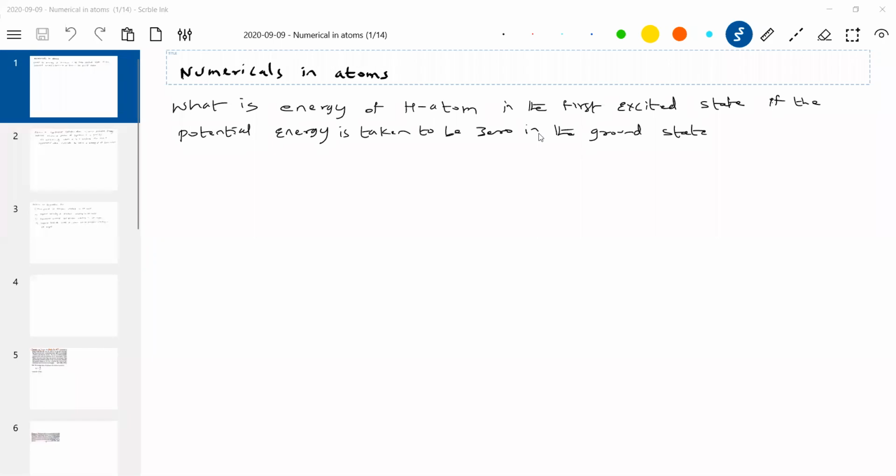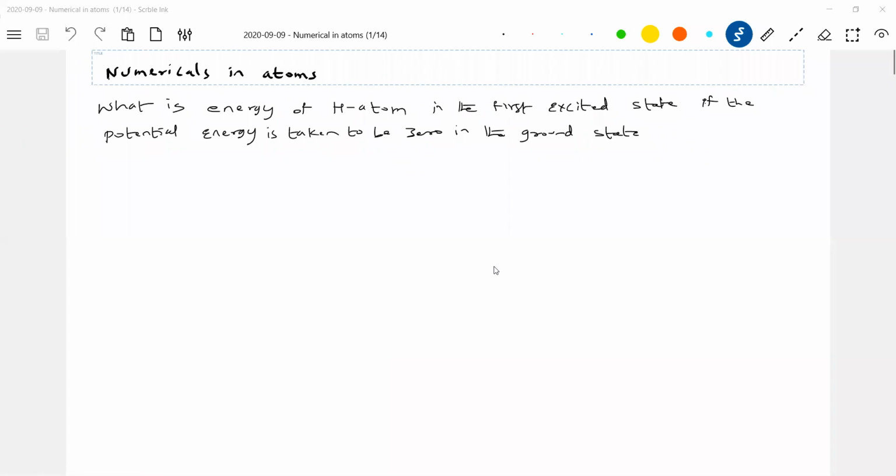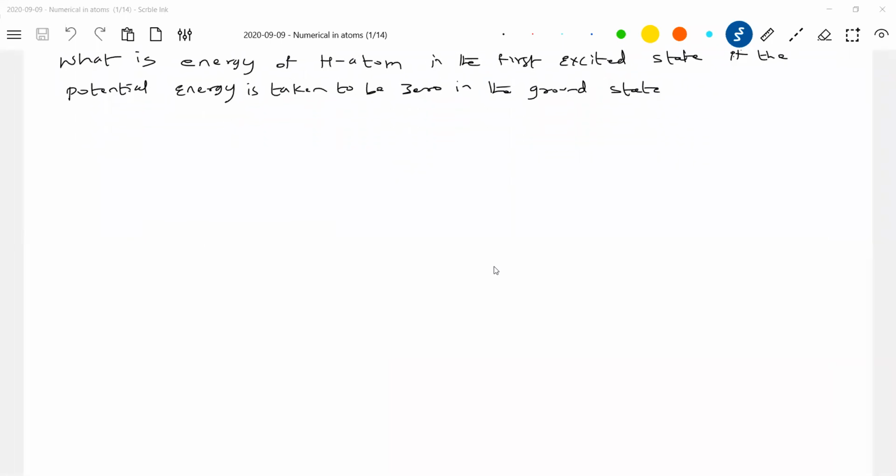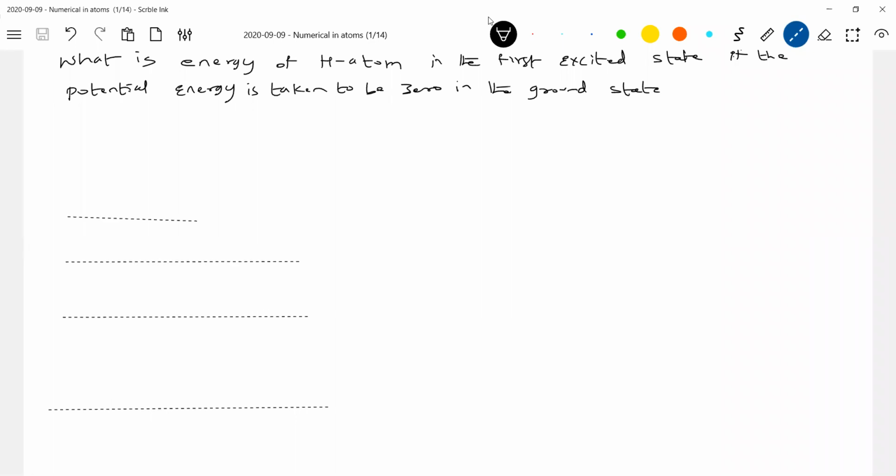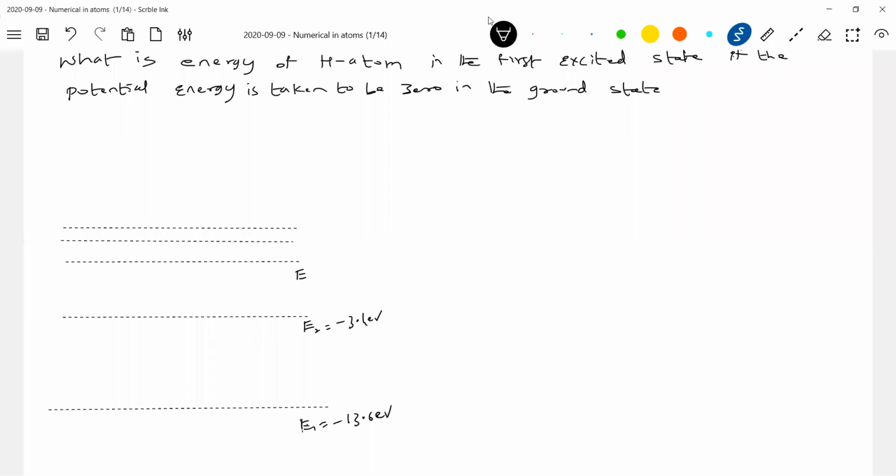Let me construct the diagram. This is E1. E2, this will be 3.4. I think it got erased. Let me put it again. This will be E3. Till E4 I'll write it, minus 0.85 electron volt. This is n equal to 1, n equal to 2, n equal to 3, n equal to 4. And what is the basic central core idea?